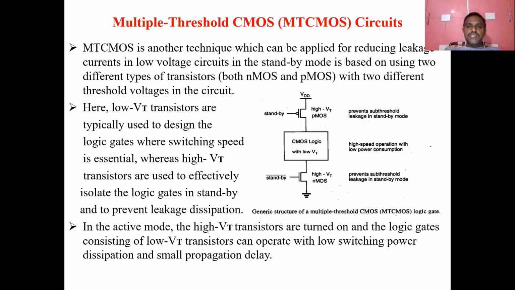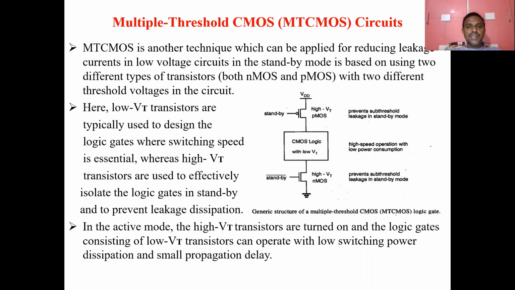In the previous discussion, that is in VT CMOS, we considered the substrate bias control circuit, and we varied the threshold voltages between standby mode and active mode. But here we are considering MT CMOS, meaning multiple threshold voltages.